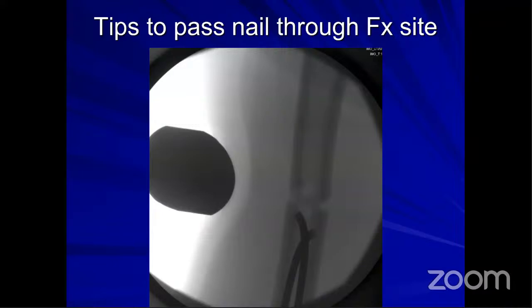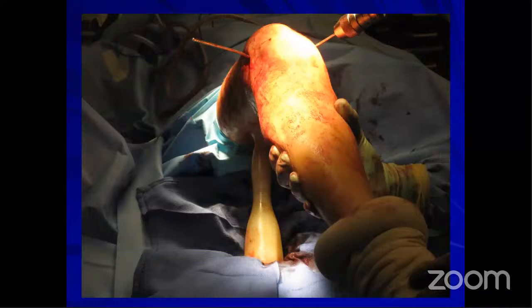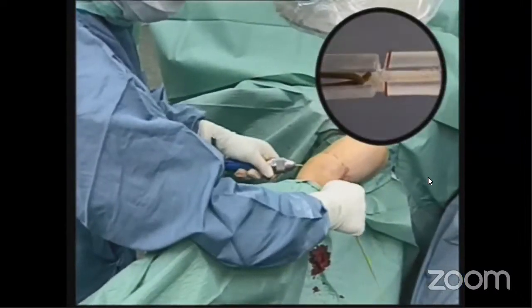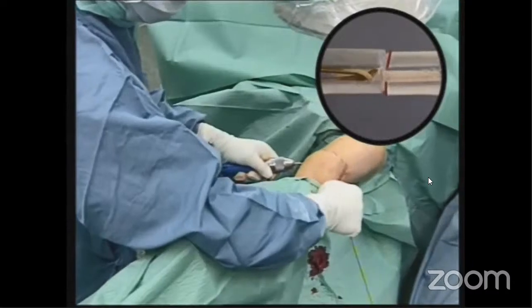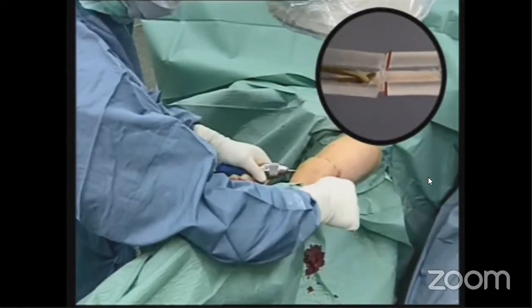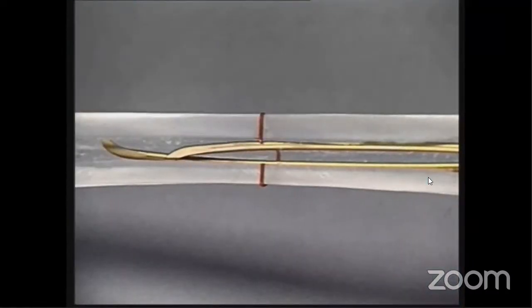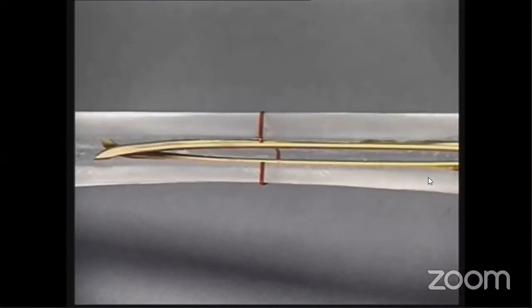The other tips to pass through the fracture site, you can use an instrument. Here we are using a mallet to push the fracture in reduction. Sometimes, if the fracture is sagging, you can put something, maybe a stack of towels, or something to hold the fracture reduced while you pass the nail. And I have not found this to be very useful in the Metazo technique. They describe using the nail as a joystick, but it's kind of difficult to do that.